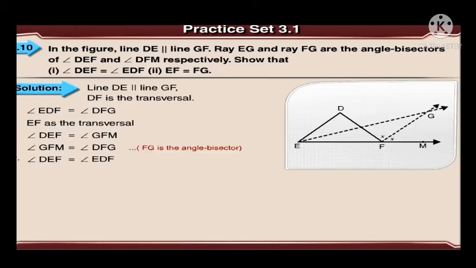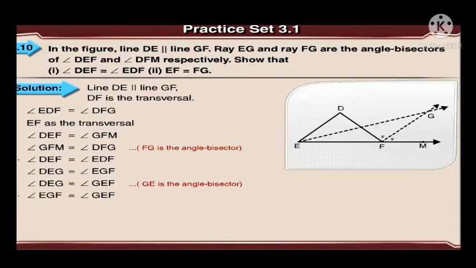Now, taking EG as a transversal, angle DEG is equal to angle EGF. But angle DEG is equal to angle GEF since GE is the angle bisector. Therefore, angle EGF is equal to angle GEF. The sides opposite to these equal angles are also equal. That is, EF is equal to FG.